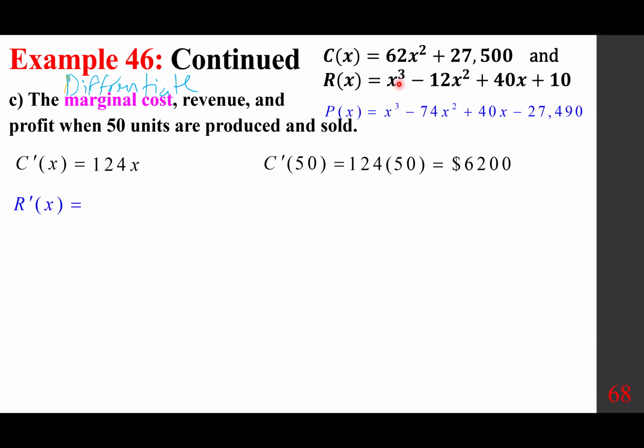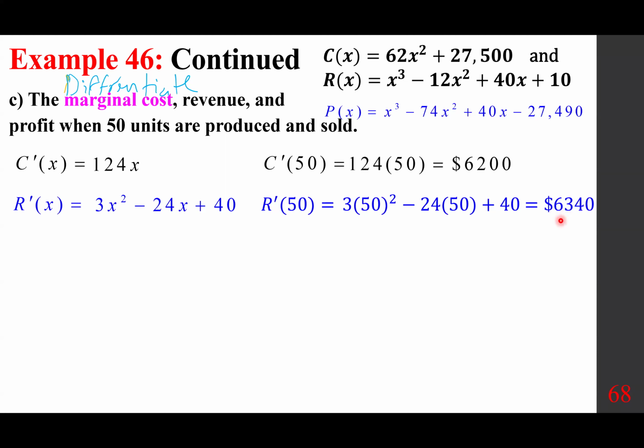R prime of X is 3x squared minus 24x plus 40. R prime of 50, replace the x with 50. So 3 times 50 squared minus 24 times 50 plus 40. And you put it into a calculator. It gives you $6,340.